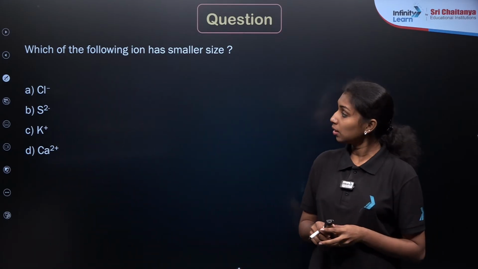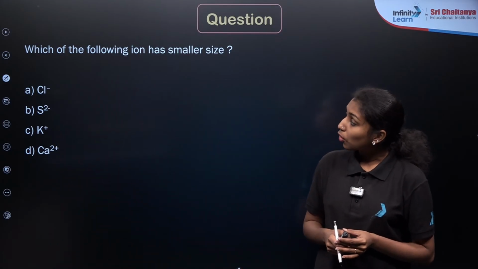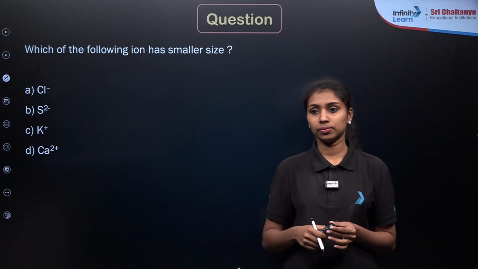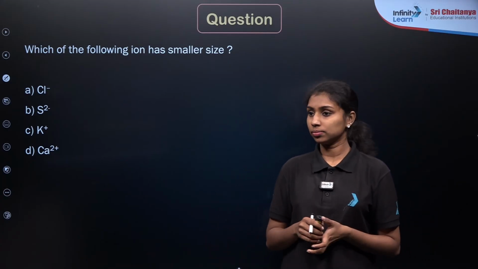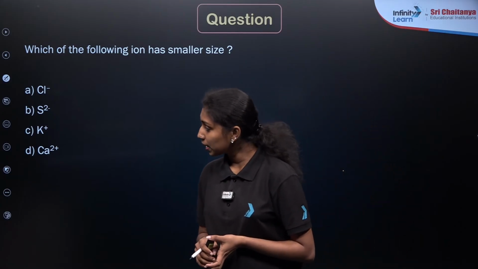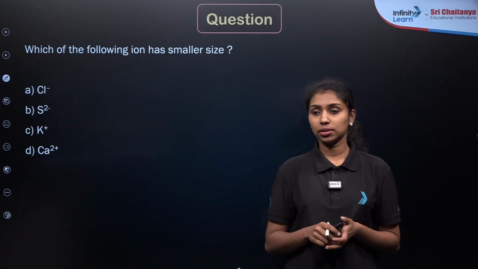Here is the next question. Which of the following ions has smaller size? Options are given here: Cl minus, S2 minus, K plus and Ca2 plus.